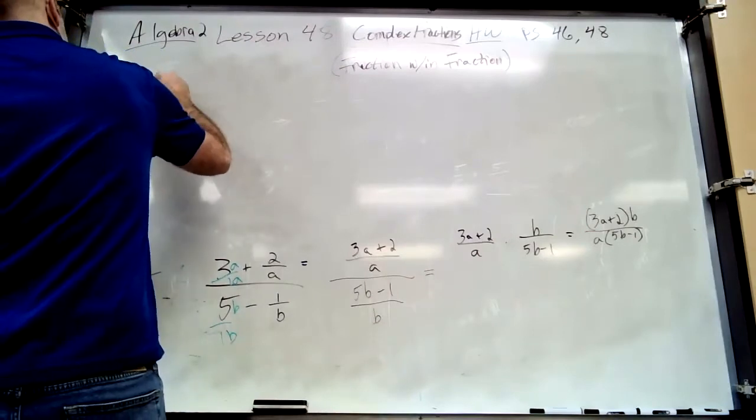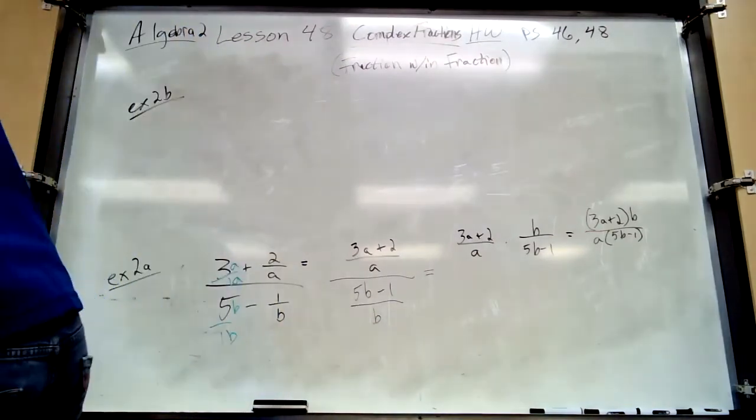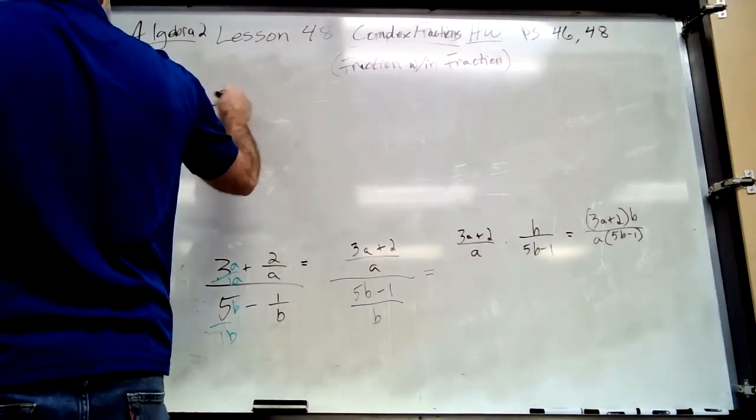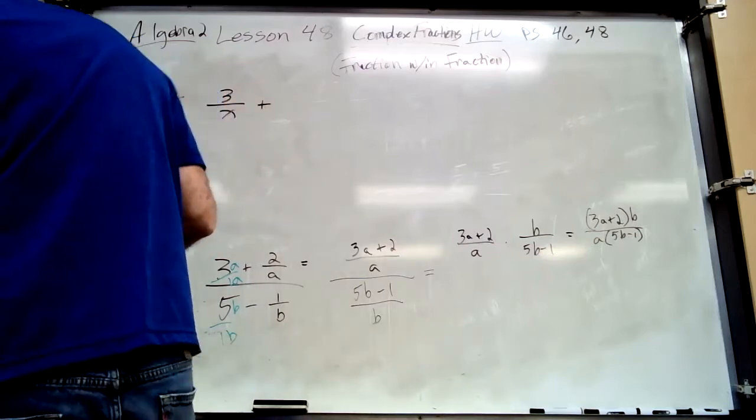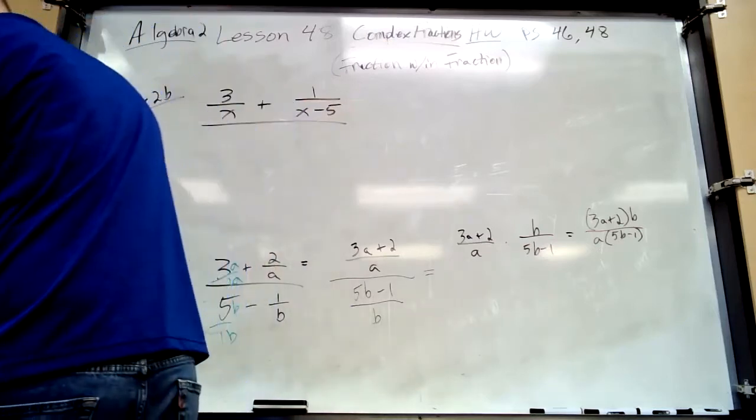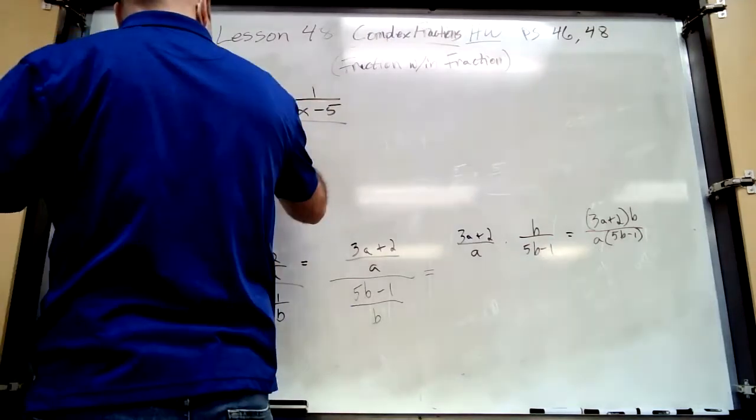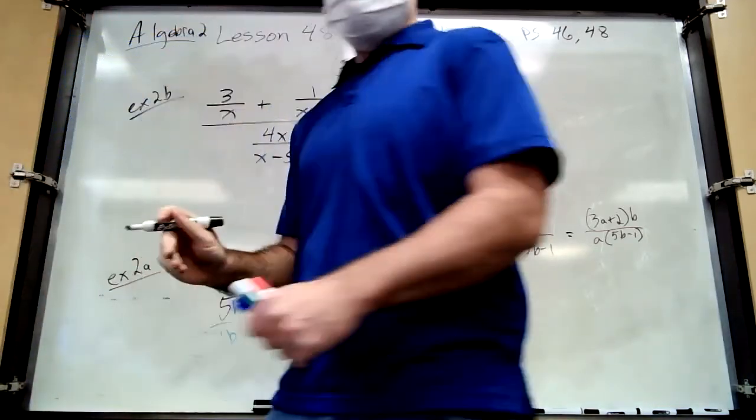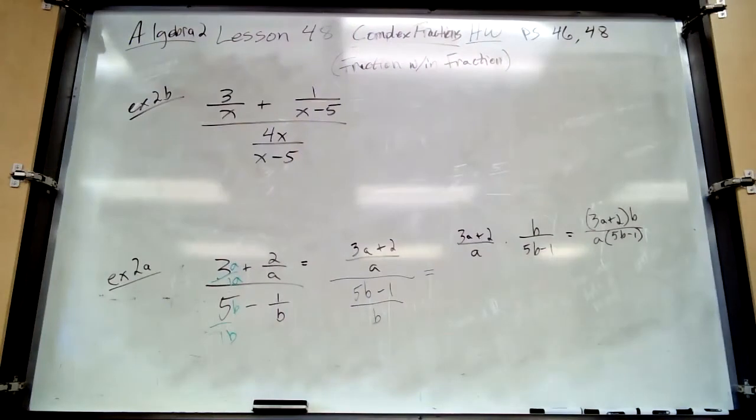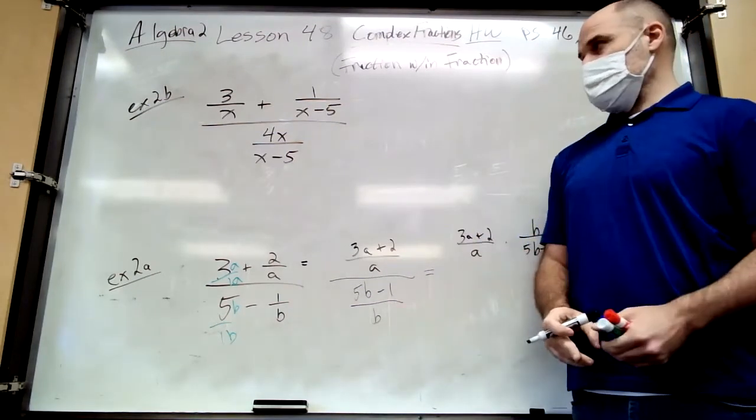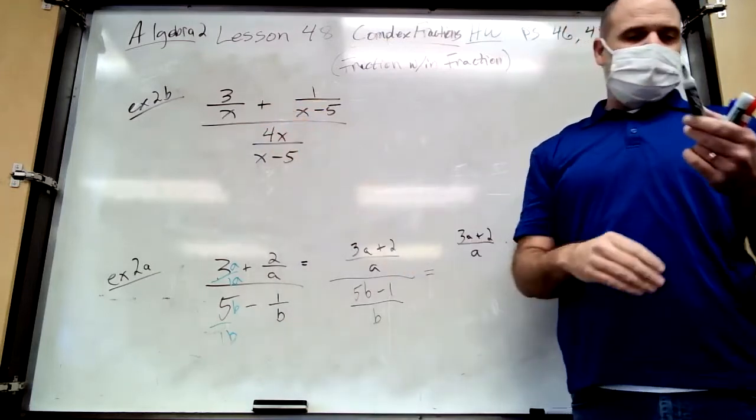So here is example 2b. Three over x plus 1 over x minus 5, all divided by 4x over x minus 5. Okay, so we don't have to worry about the bottom right now, because remember our goal is to get one fraction divided by one fraction. So the bottom is already one fraction. We're good. So how do I make this one fraction?